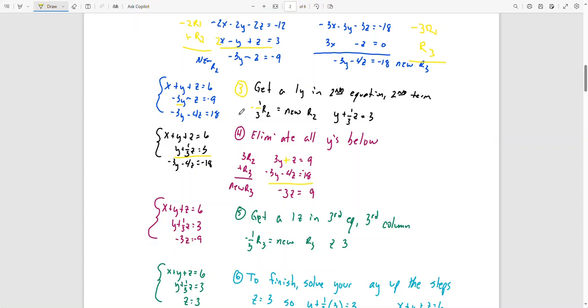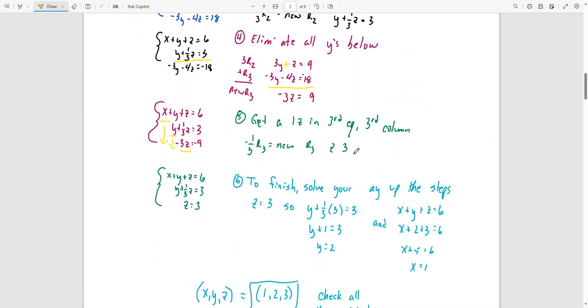Okay, so from the black one, I got a new matrix. Now I have an x, nothing below it. I have my 1y, no y's below it. My next goal is to get a 1z in the third equation, third column. So I'm going to divide by -3 on both sides. I'll get z equals 3. That's my final third equation. We have our stair-step pattern.